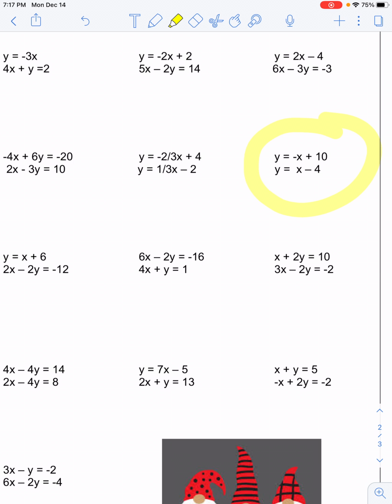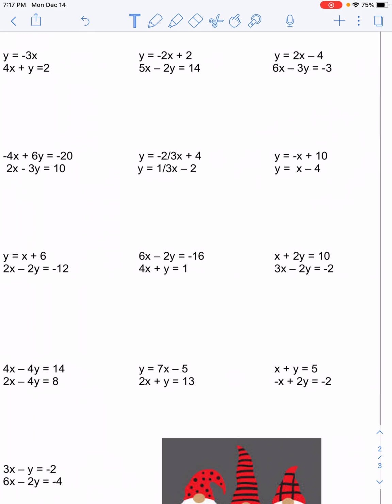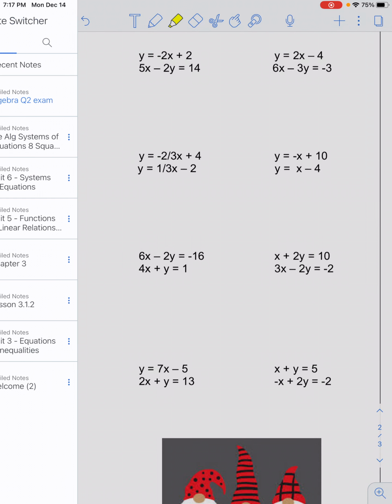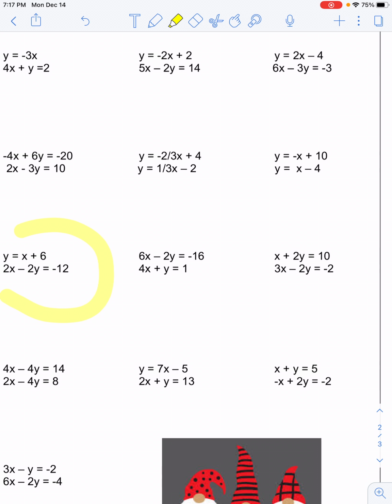Now, if you work that out and find out that it's one line or parallel lines, maybe you want to use it for your graph instead. But basically what you're going to do is pick out one of these for each method that we learned: substitution, elimination, equal values, and then graphing. So if we look down here, maybe this one would be good for a substitution.